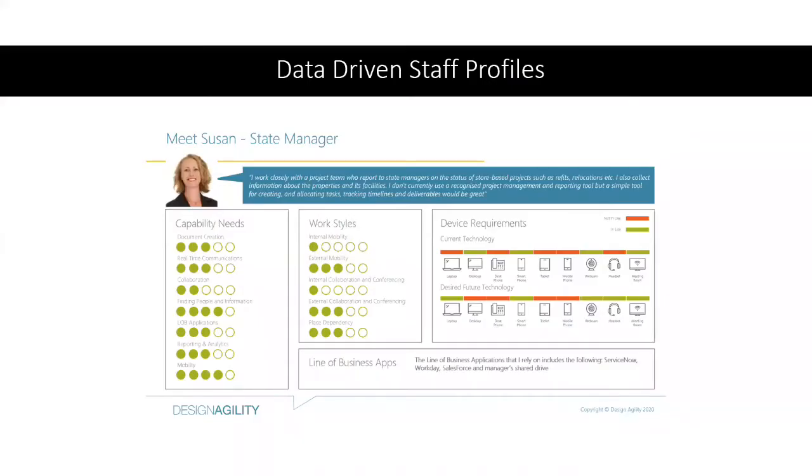This is a very intriguing one. This is done by Design Agility. So what Design Agility does is they're a consulting firm that goes into companies and they assess your staff and they identify productivity and work challenges that your staff face. And then they develop adoption and training strategies on how to solve these problems and the needs that they find.